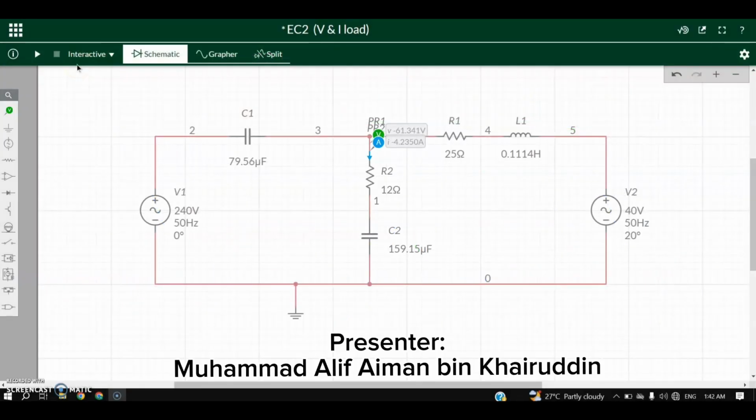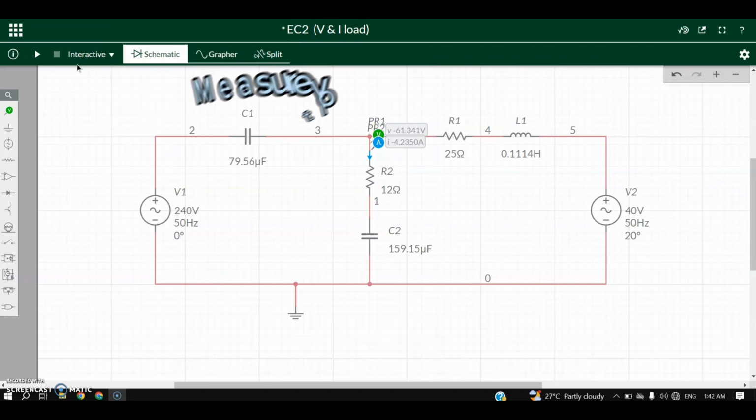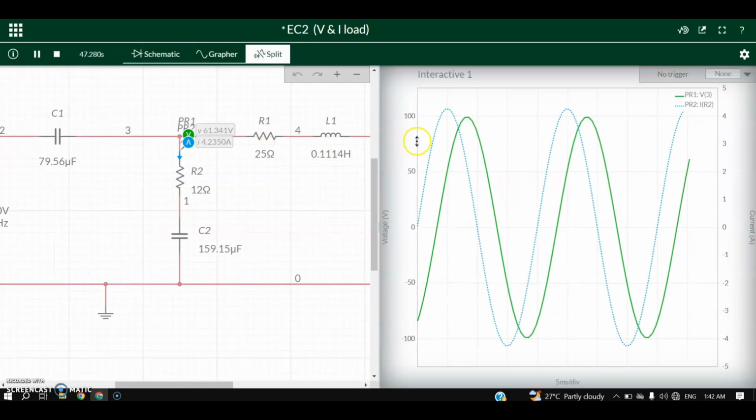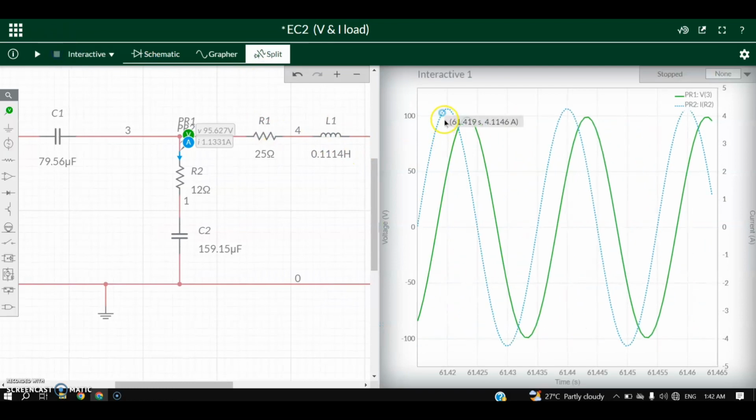Next, to find the voltage drop across the load and the current flow through the load, where the load is a 12 ohm resistor and a 159.15 microfarad capacitor, we must put the voltage and current readers right here to find the value of the load current and voltage. After that, we must simulate the circuit to get the graph and find the peak value. We know that the peak value of the graph is the value of the current and the voltage.